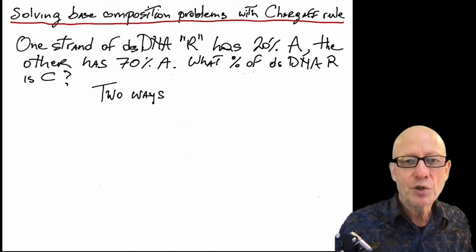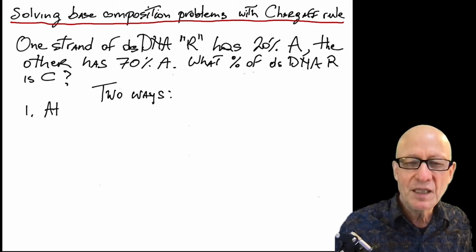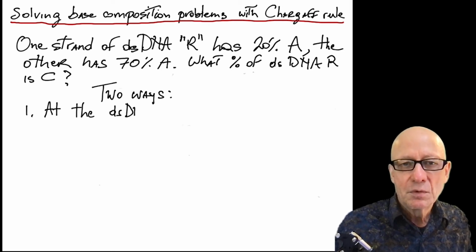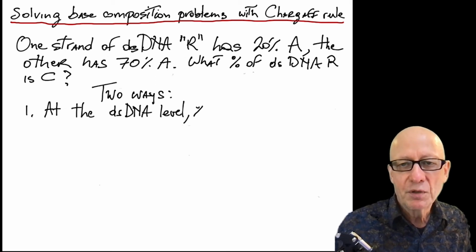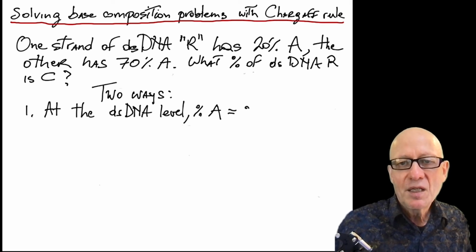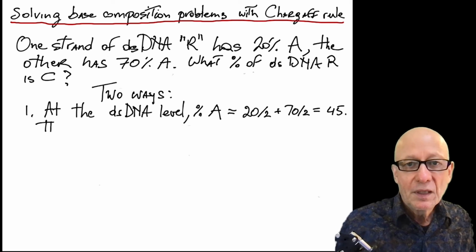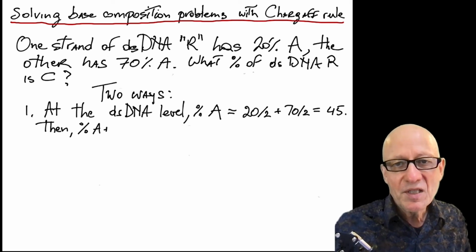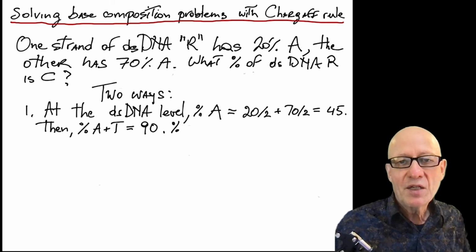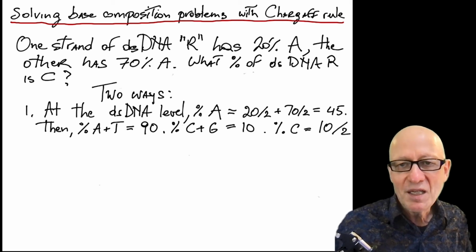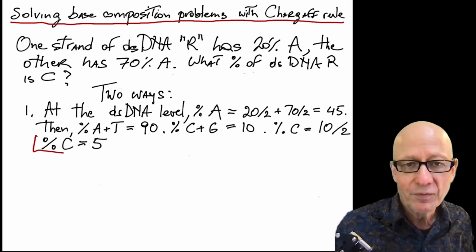First, you calculate the total AT content at the double-stranded DNA level. The percent of A is equal to 90%. Dividing by 2 to account for the double-stranded structure, the percent of A is equal to 20 divided by 2 plus 70 divided by 2, equal to 45. Then A plus T is equal to 90. The percent of C plus G is equal to 10. And the percent of C is 10 divided by 2, or equal to 5.